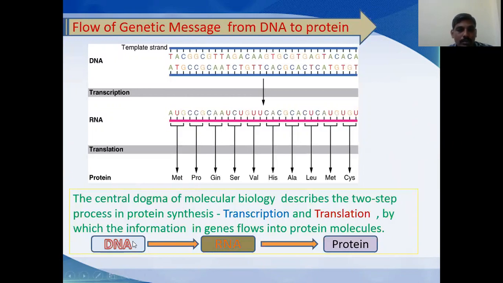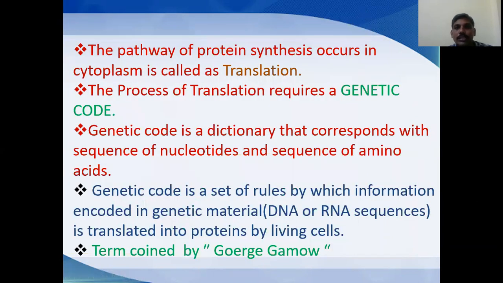So DNA is the main genetic material. This information passes to an intermediate molecule, RNA. The RNA directly synthesizes the protein molecule with the help of the ribosome cell organelle. This is a flow chart of how genetic information stored in DNA is passed to the protein molecule. Transcription occurs in the nucleus, and translation occurs in the cytoplasm. The pathway of protein synthesis in the cytoplasm is called translation.